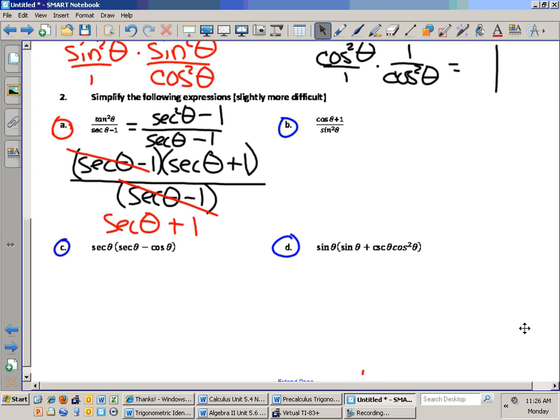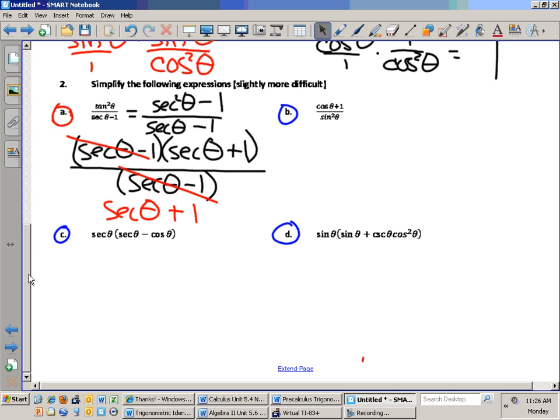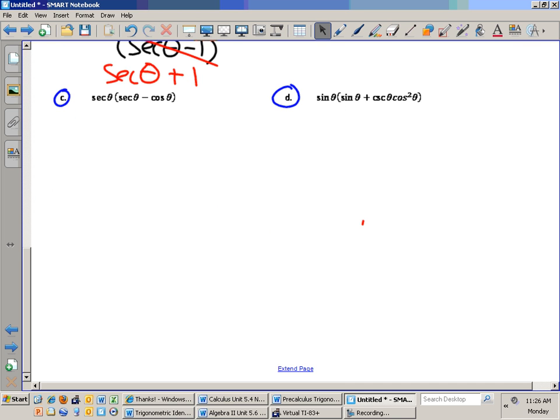Let's look at D first, since that's the one that a lot of people are getting confused by. I'm going to write it all out in long terms so that everybody can see it. But most people would do this in a little bit shortened fashion. So watch what I'm going to do here, okay? I'm going to write this as follows. Sine of theta times sine of theta plus 1 over sine of theta times cosine squared of theta.